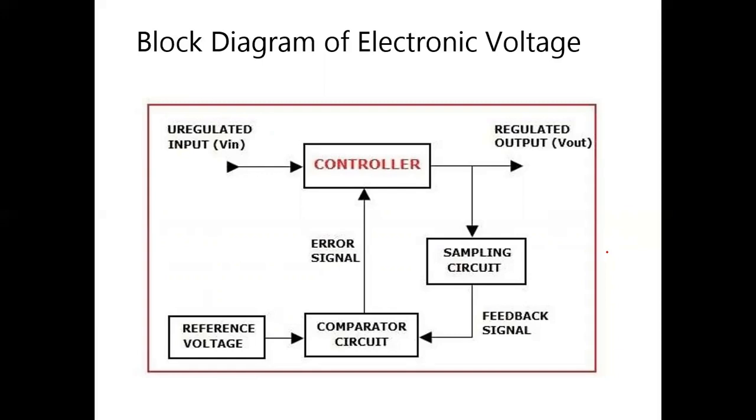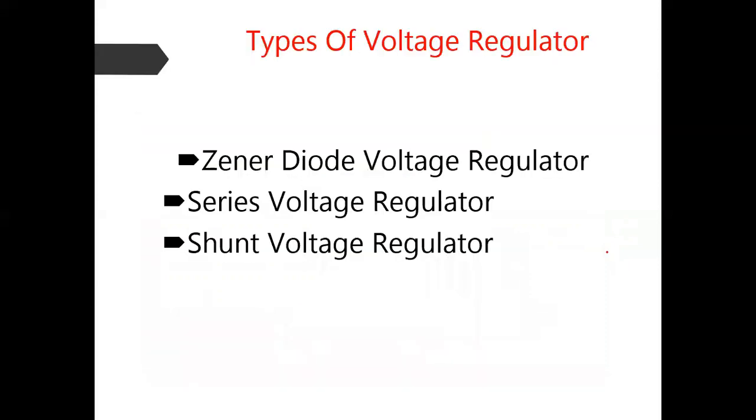Input is given to the controller, then it is given to the sample circuit. It will be compared in the compare circuit using the reference signal. If you are taking the signal from the unregulated input, then you are taking some samples from that, and you have to compare with the reference voltage. If it is the same, you will get the output, that is the regulated power supply output.